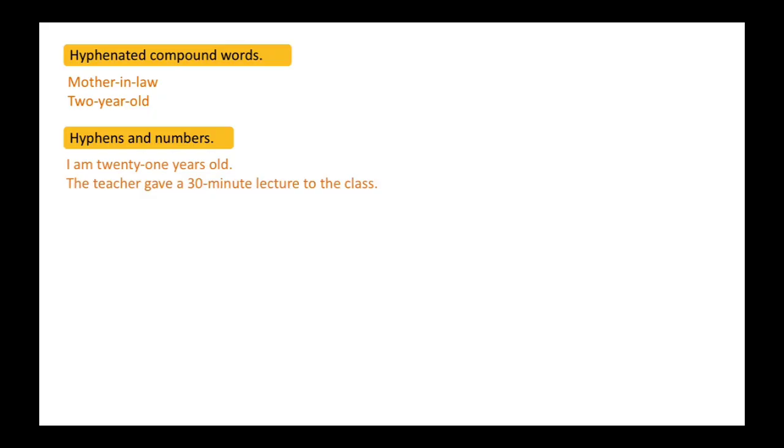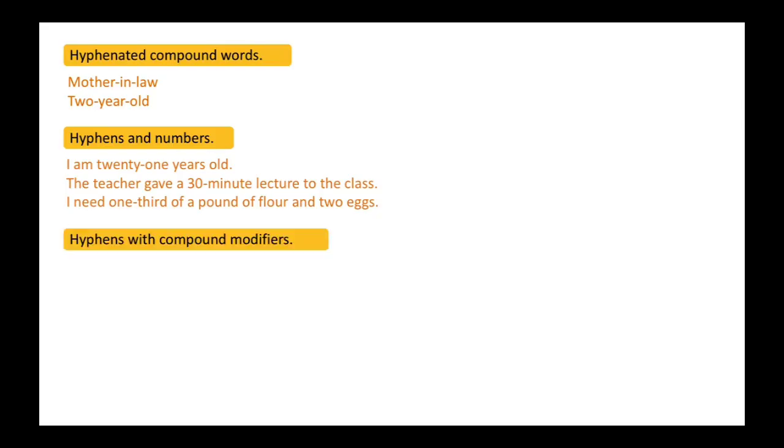Hyphens are also used with fractions. For example, I need one-third of a pound of flour and 2 eggs. Hyphens with compound modifiers. A compound modifier is just 2 words that work together as one adjective. The hyphen is used to show the reader that the words work together to describe the noun.